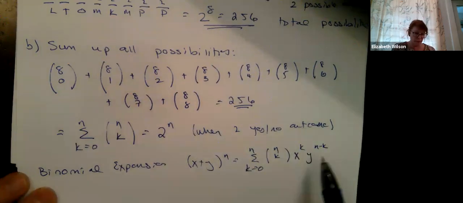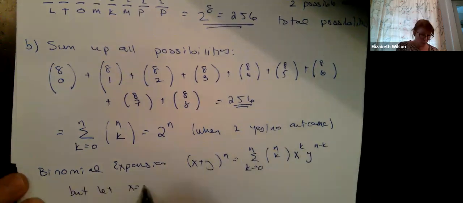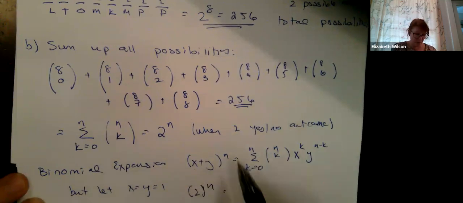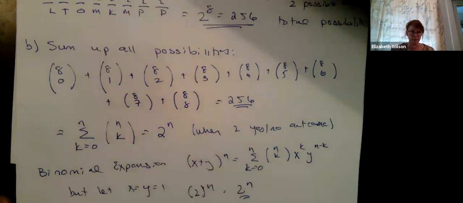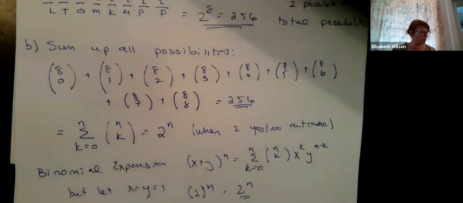Now let's say we let x equals y equals 1. So each one, what am I going to do? This becomes 2 to the n, because 1 plus 1, 2 to the n. And that's where we get this value here, which is our 2 to the n. Summing up the possibilities is something that we're going to be thinking about as we go.